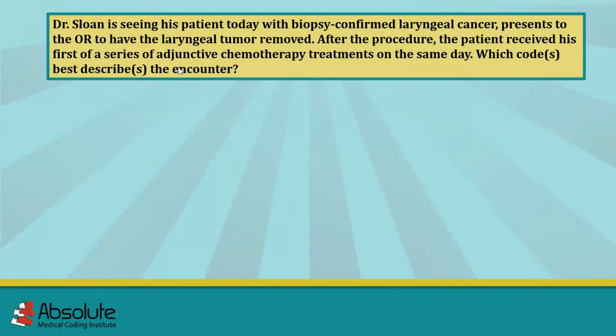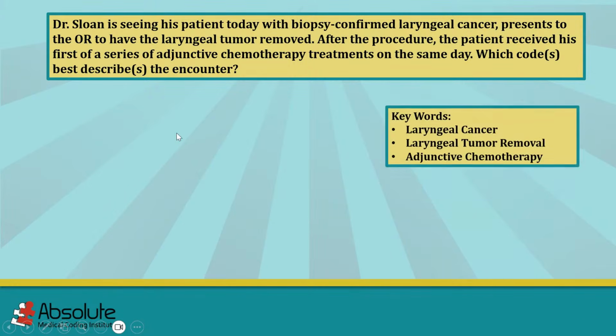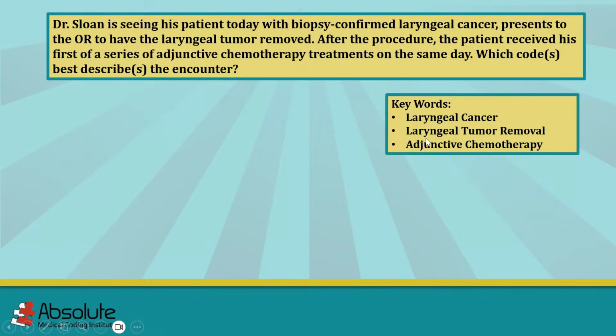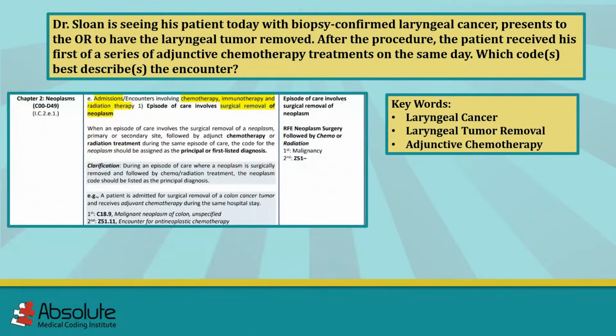Okay, so again, this is our scenario. What we are pulling from this is our laryngeal cancer, our laryngeal tumor removal, and our adjunctive chemotherapy. Another one that I should have pointed out is treatments on the same day. That is also going to be a good key tool to reference some of the guidelines and some of the codes that we are going to select. So this is our guideline. This is what it's going to look like specifically in the MCG manual.